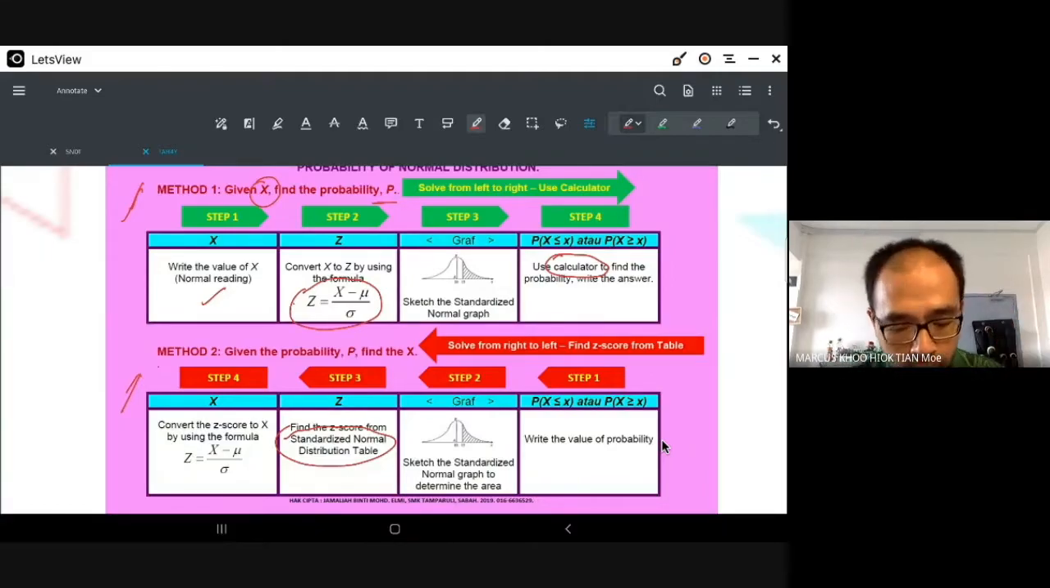Okay, so let's begin with this method 1 first. Okay, we are given x and then we find the probability P. Okay, please open your textbook to your workbook. Let's use a workbook lah. Okay, I will teach you this using the workbook.